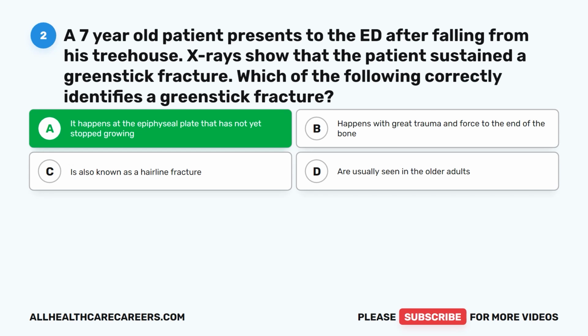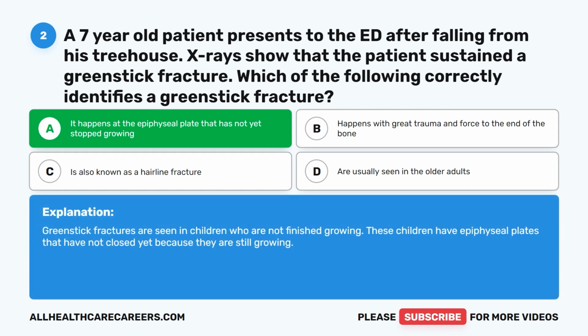The correct answer is A. It happens at the epiphyseal plate that has not yet stopped growing. Greenstick fractures are seen in children who are not finished growing. These children have epiphyseal plates that have not closed yet because they are still growing.